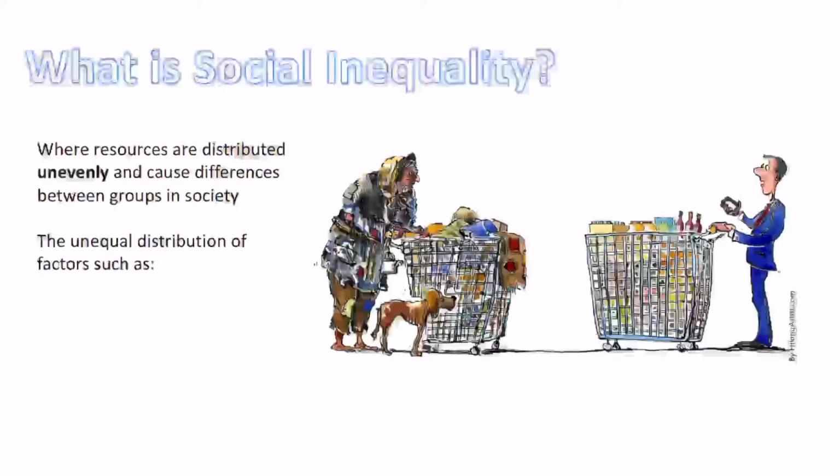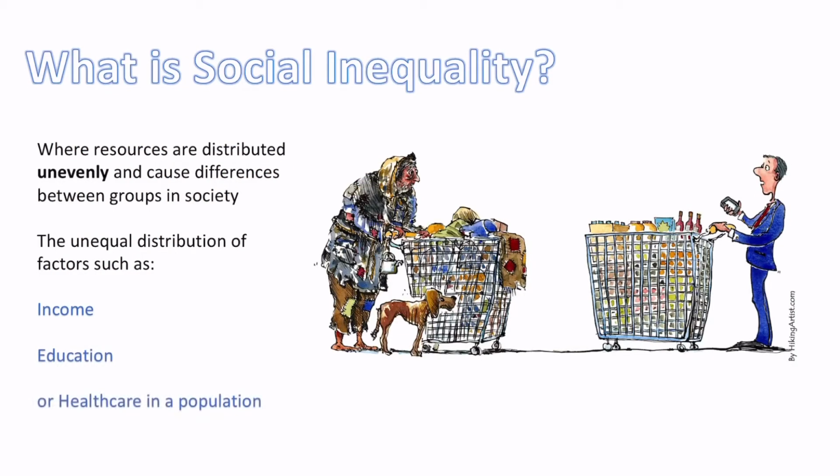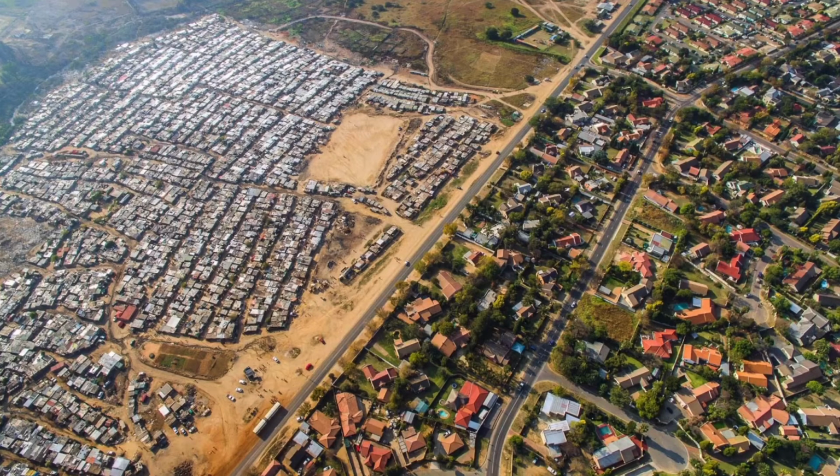So this idea that resources are not spread evenly, geographers can spot patterns in that. Some of the factors we might look at in terms of unequal distribution would include income, education, and the healthcare of a population. There are other factors we can look at, but these are some really key ones. So geographers are interested in how that plays out in space.